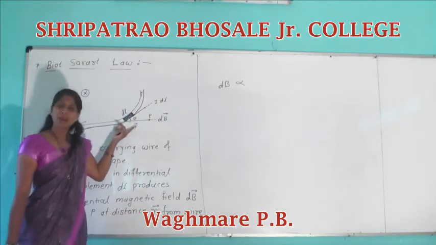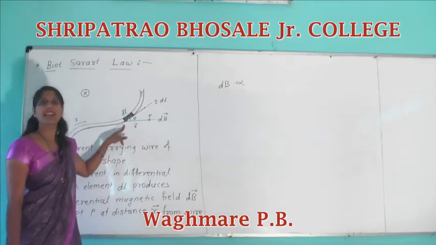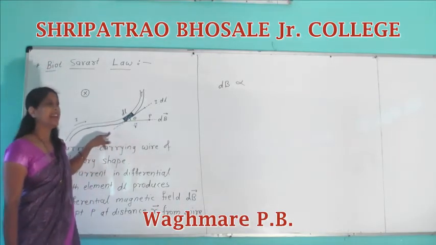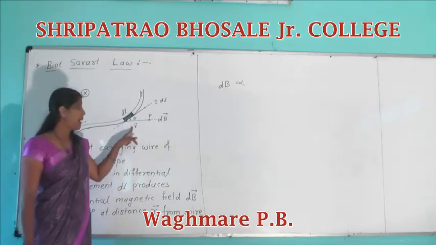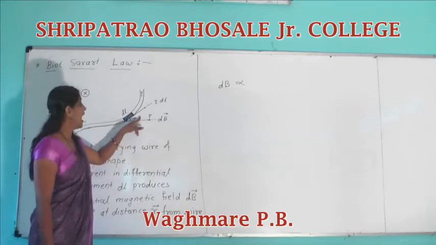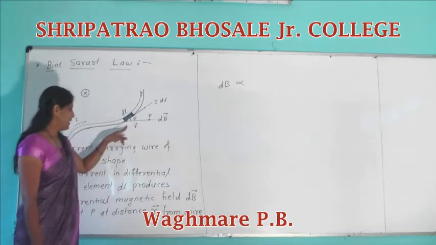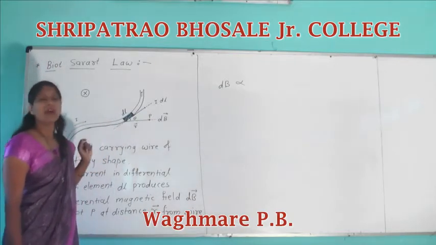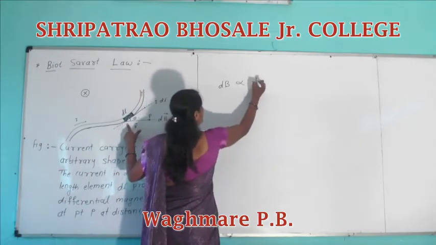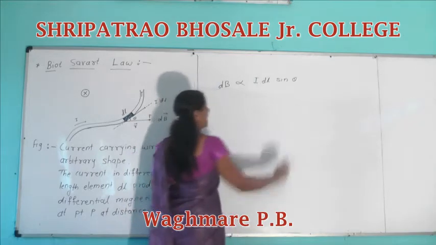Then it is directly proportional to the length of the small element. As the length of the small element increases, the magnetic field also increases at this point. And then it also depends upon the sine of angle theta, the angle between this element vector and this distance vector. Therefore, we can write here dB is directly proportional to I dl sin theta.